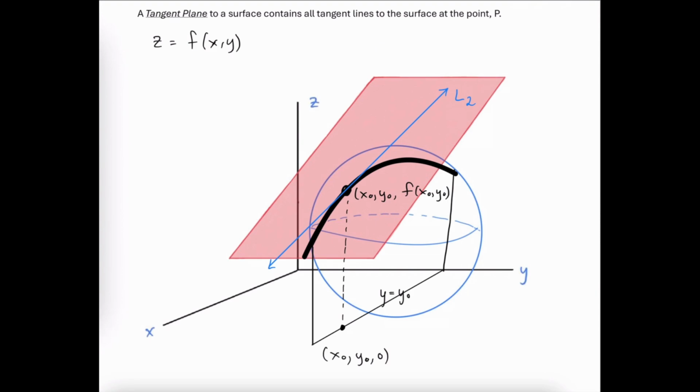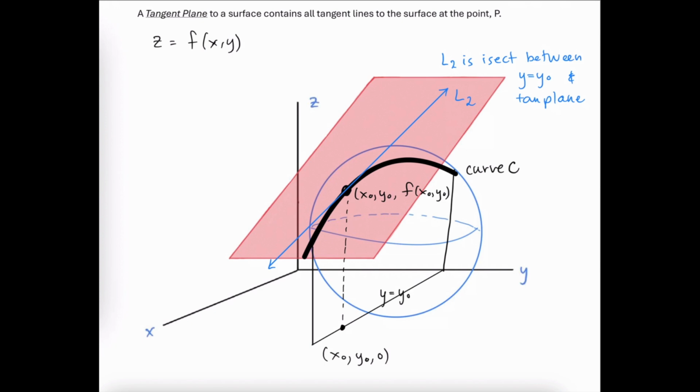Now when we take this constant y equals y naught plane and intersect it with the surface, that's when we come up with this intersection curve C. But if we were to take this y equals y naught plane and fly on up to intersect with the tangent plane, the line L2 is the intersection line between the plane y equals y naught and the tangent plane.